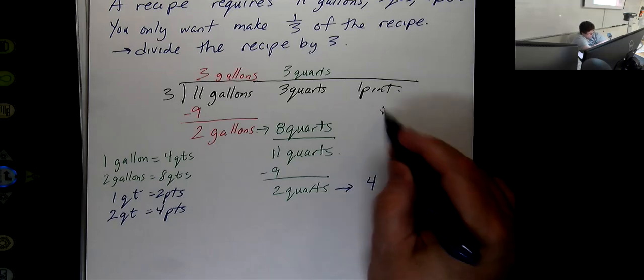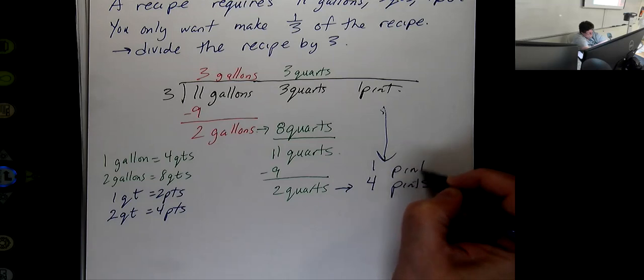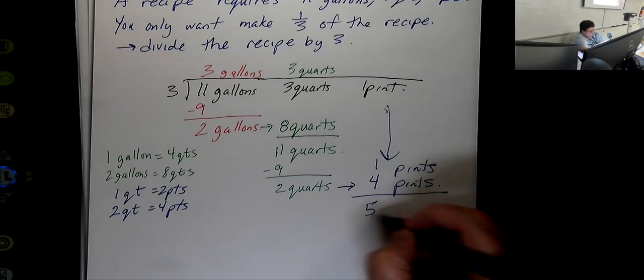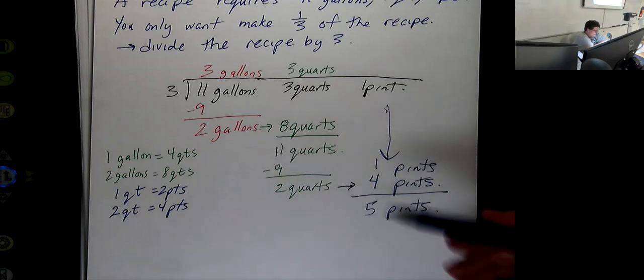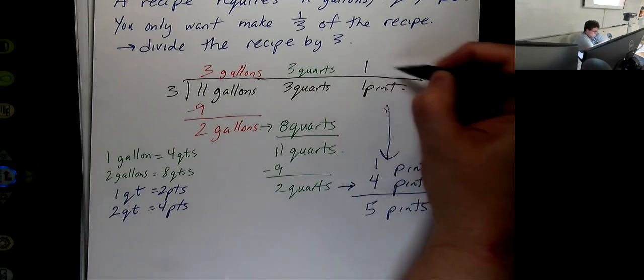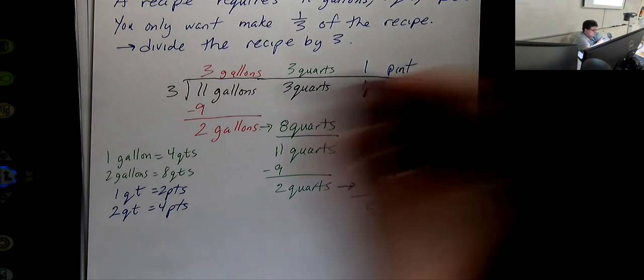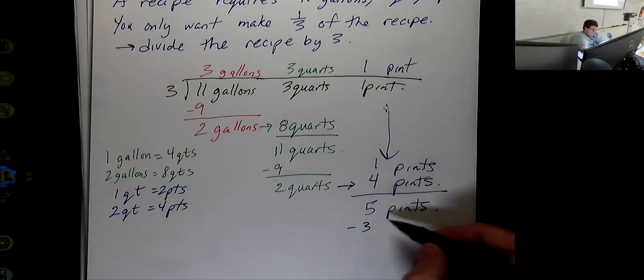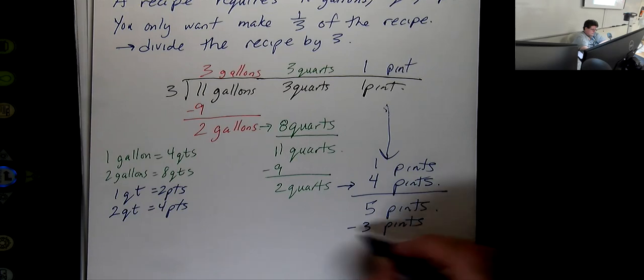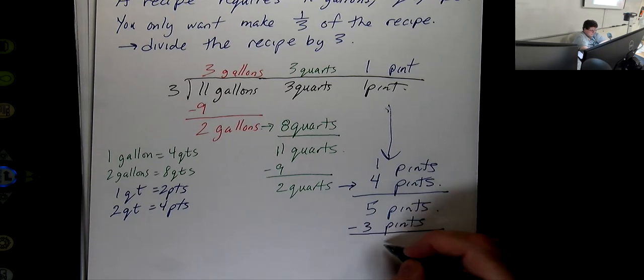I'm gonna bring that 1 pint down and I'm gonna add it. I'm gonna have 5 pints. Finally, we divide the 3 into the 5, it goes in 1 time. So 1 times 3 is 3. I subtract 3 pints. And I have 2 pints left.